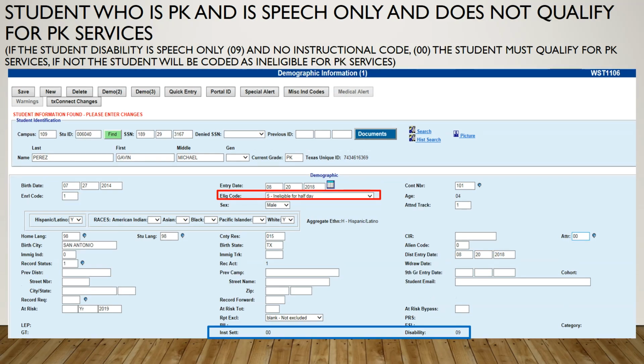The next screen is a student who is pre-K and is speech only and does not qualify for pre-K services. The student's instructional code is 00, disability 09, but his eligibility code is a 5 because he does not qualify for pre-K services.